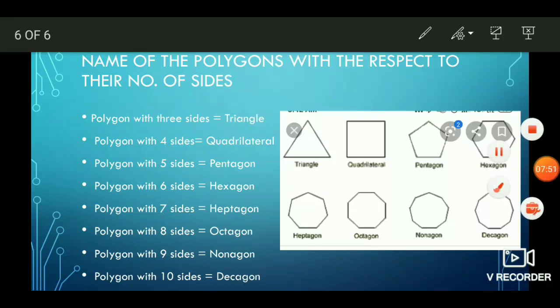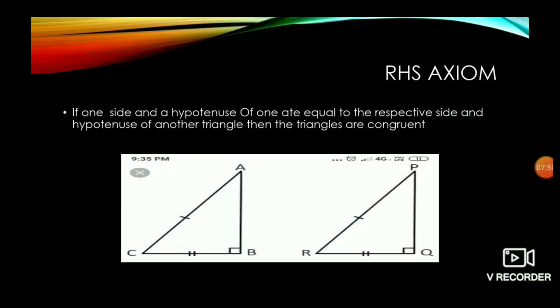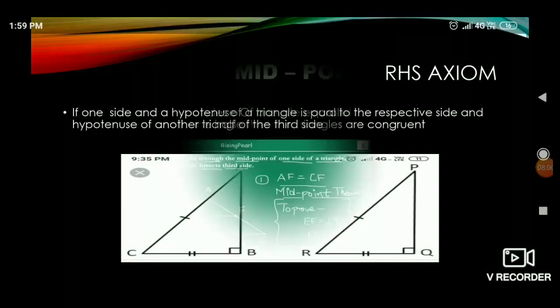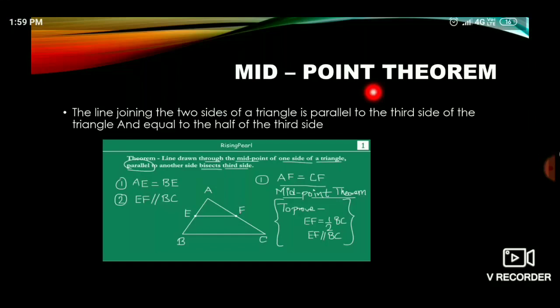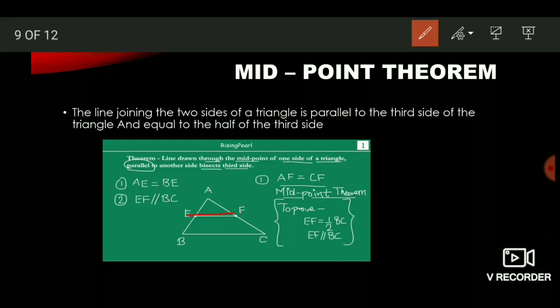Let me open that slide. So we have completed up to the RHS axiom. Now we will do the midpoint theorem. So we will first understand what this midpoint theorem is. The line joining the midpoints of two sides of a triangle is parallel to the third side. Suppose here you can see this side and this side, it will be parallel.